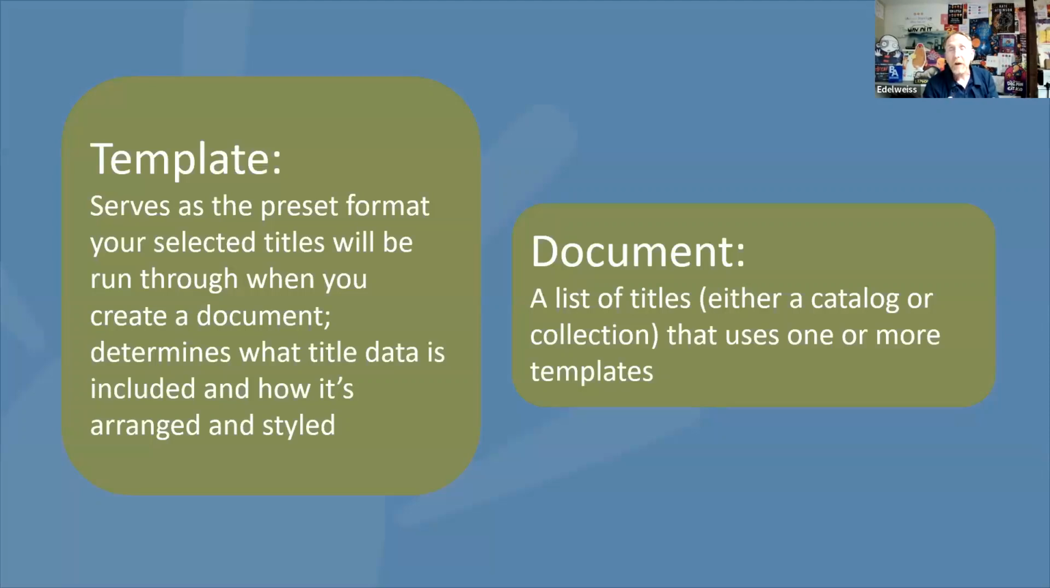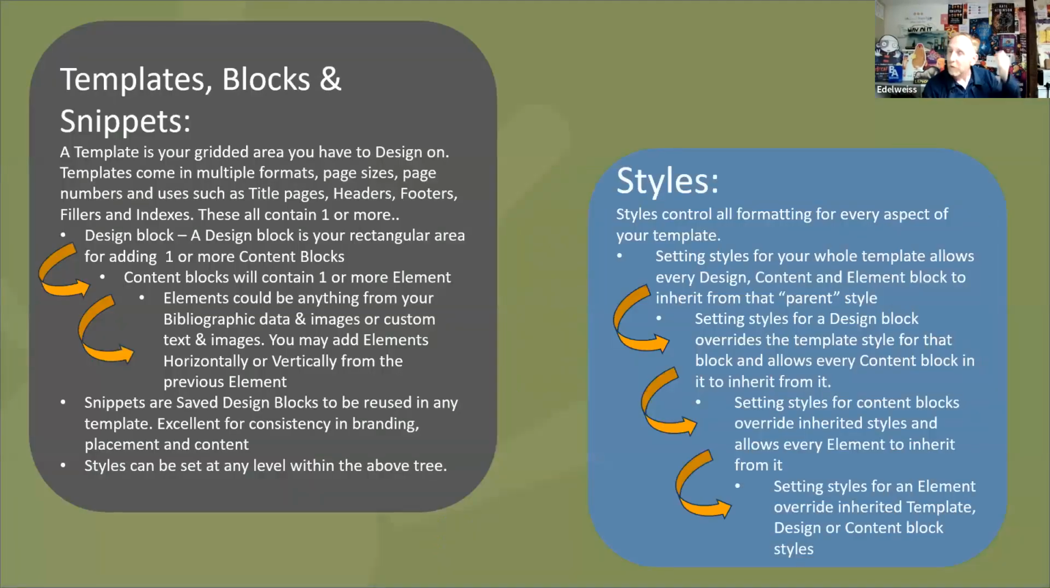And then a document is a combination. It's a list of titles, and then it's matched up with your template. But it's not just one template. It could be a combination of 20 different styles of templates in a document. It really is up to you, and we'll show you how quickly and easily you can do that as well. So this is the slide I decided not to read all of it for, because there's quite a lot there, as you can see.